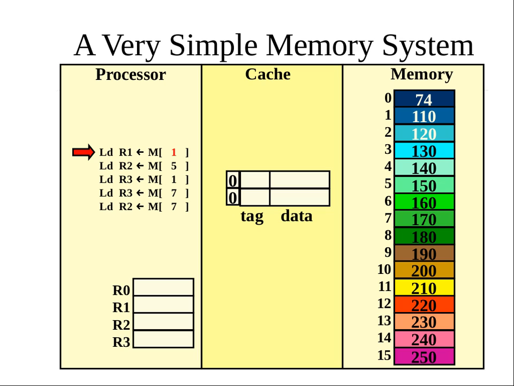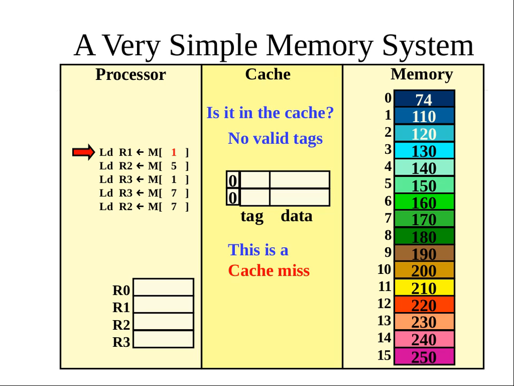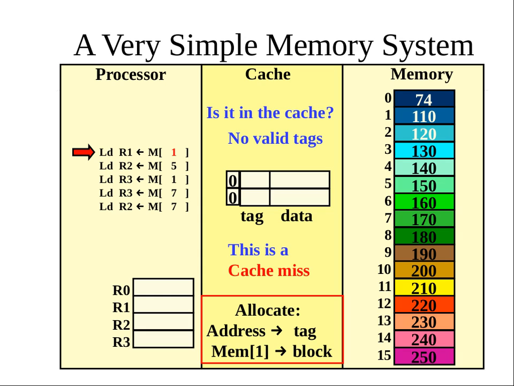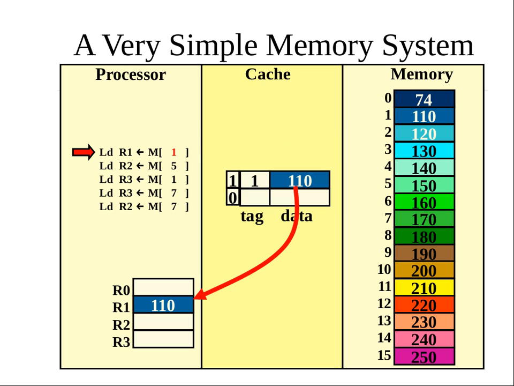We're going to load from memory 1. Is it in the cache? Sure it isn't. In the cache, no valid tags. This is a cache miss. So we're going to allocate with the tag and then memory. So we put the tag right there, memory 1, because that's its memory location. Now we pull in the 100. Now it's valid, and then we send it over to the register. Spiffy. All right, we're good.